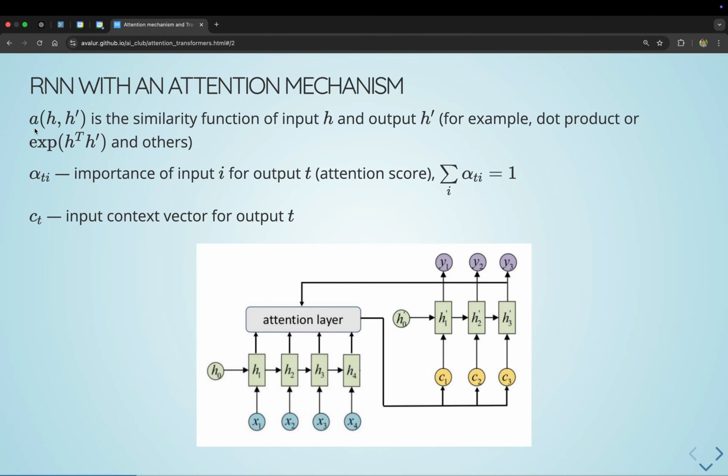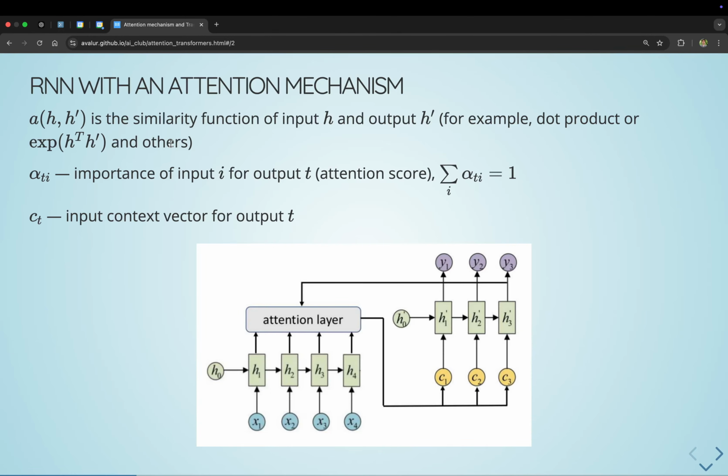Actually, it is some function A of two vectors, h and h prime, and the goal of this function is to compute the similarity of two vectors. For example, you can use the dot product, which is the same as the scalar product, to get one number, or you can exponentiate the dot product to get one number, and maybe other mathematical functions, such as the distance between two vectors, to model the similarity function.